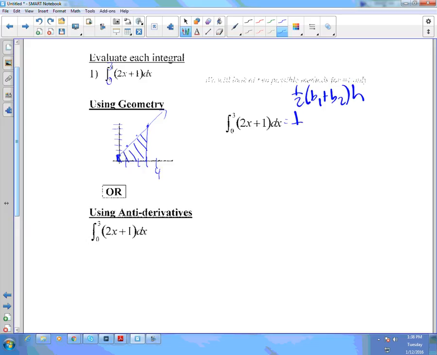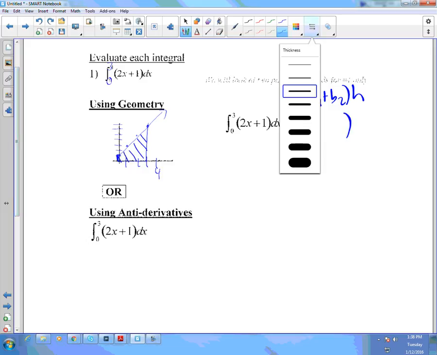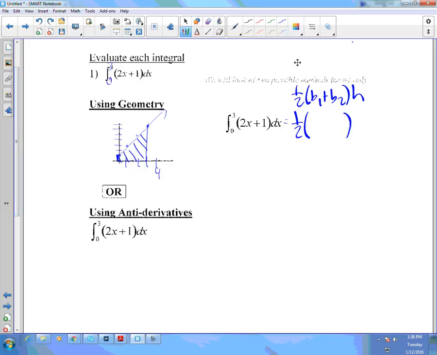So Chris, can you tell me base 1's value? The bases are actually parallel, so let's place them sideways. 1, what's the other one? That's because we plug in 3: 2 times 3 plus 1 is 7.